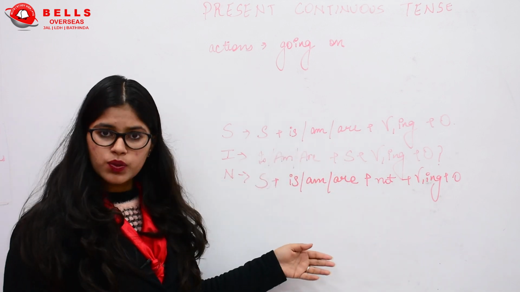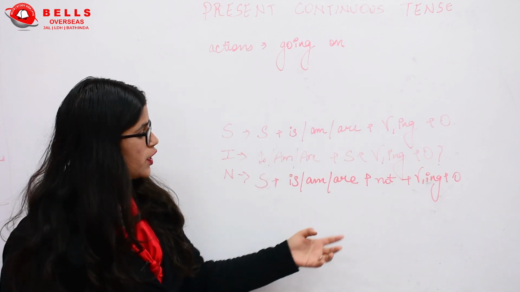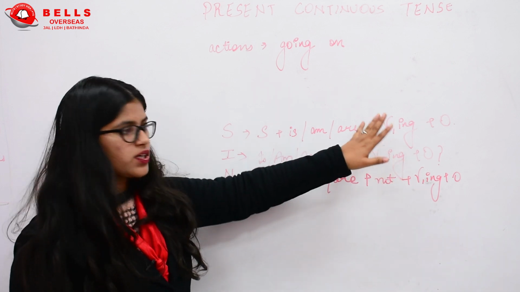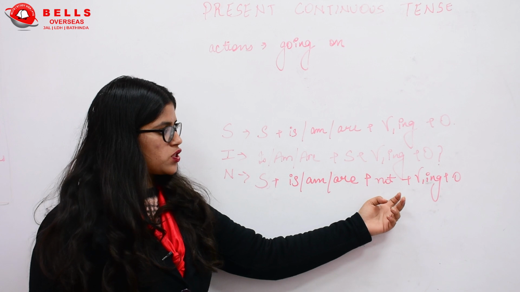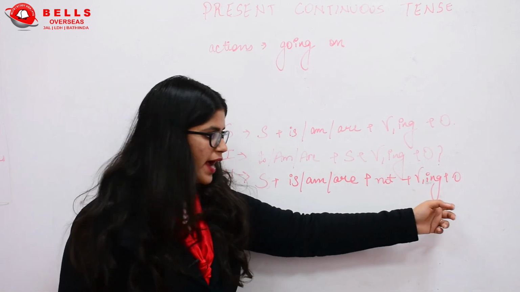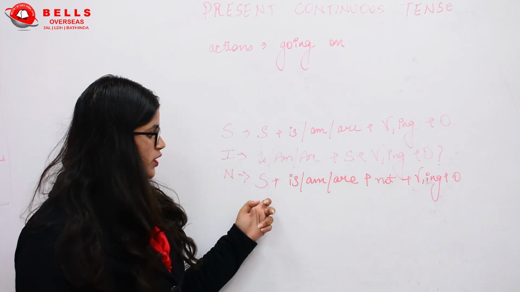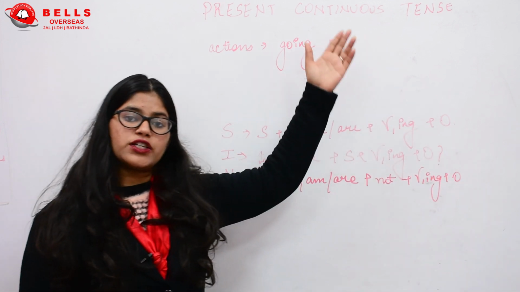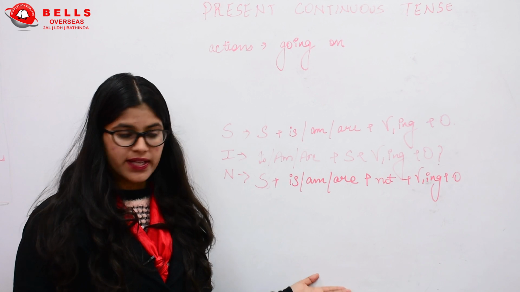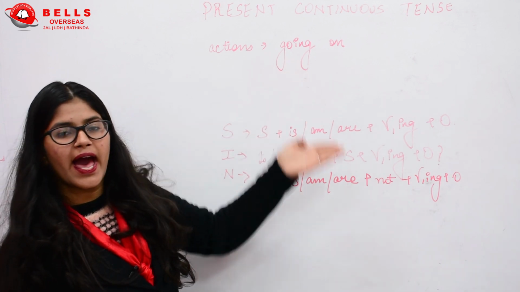When we have to turn it into negative, again it is very easy. You just have to place the word not after your helping verb. Subject plus is, am, are plus not plus verb first form with ing plus object. She is not doing her work. That is all about present continuous tense. Where do we use it and how do we use it?